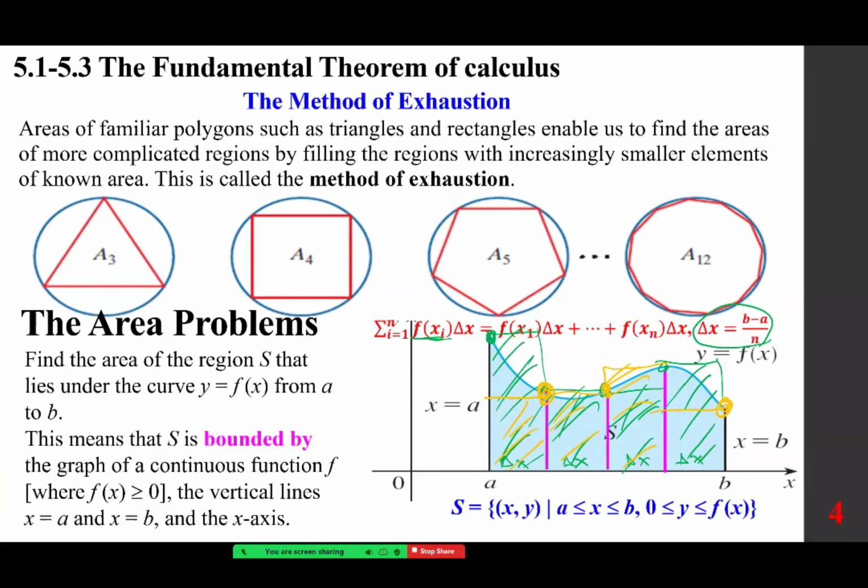So look at those points first. So the height would be f of those points. So that's why we have f of x of 1 times delta x all the way to the last one, f of x of n times delta x. And that's an approximation.